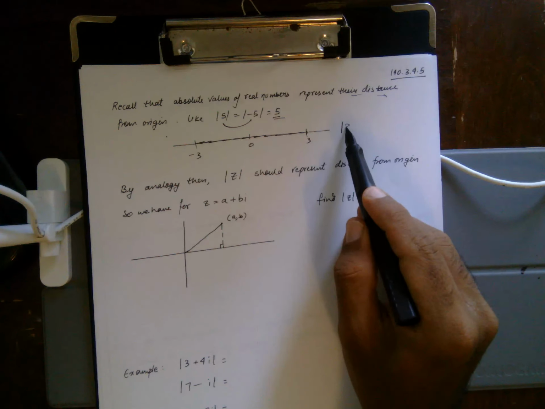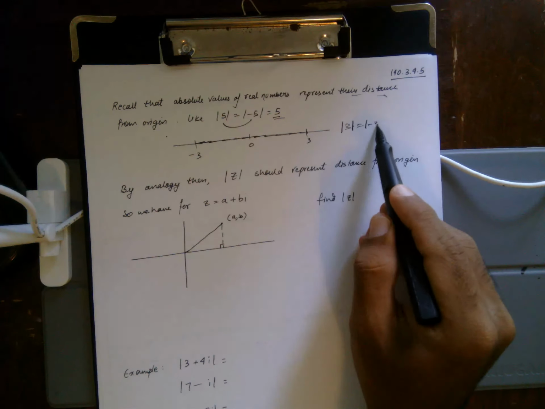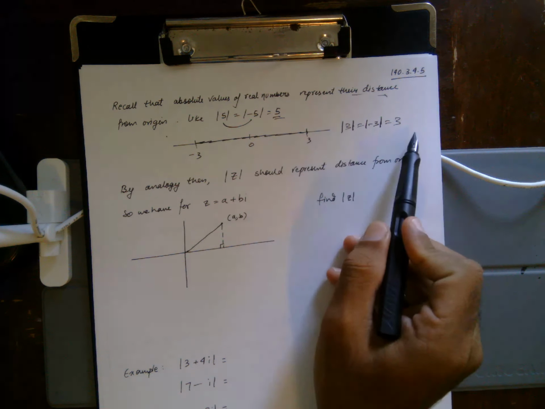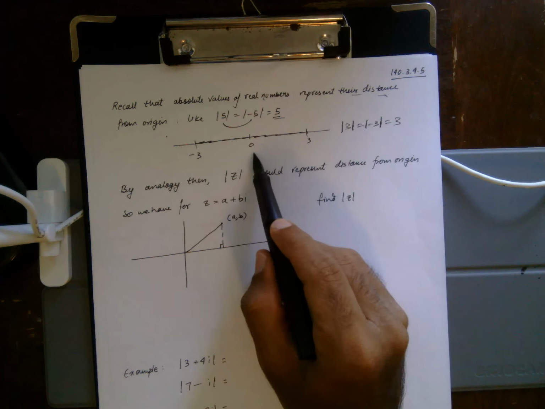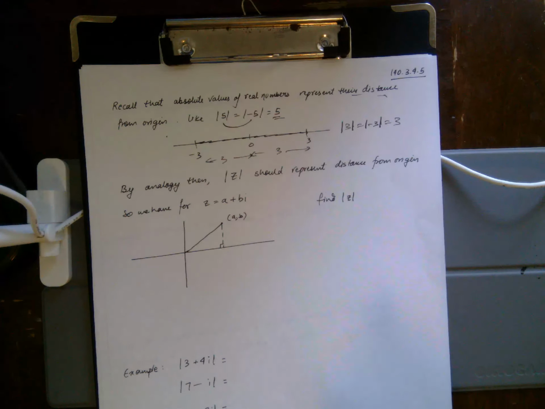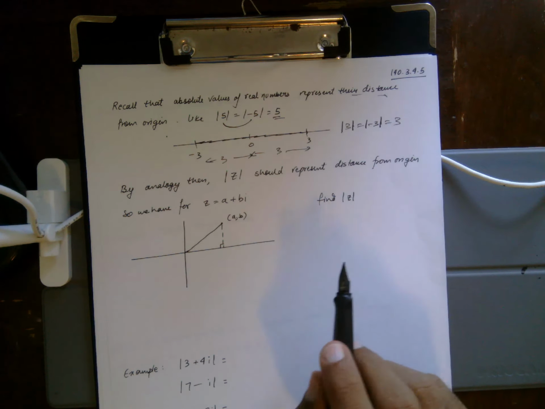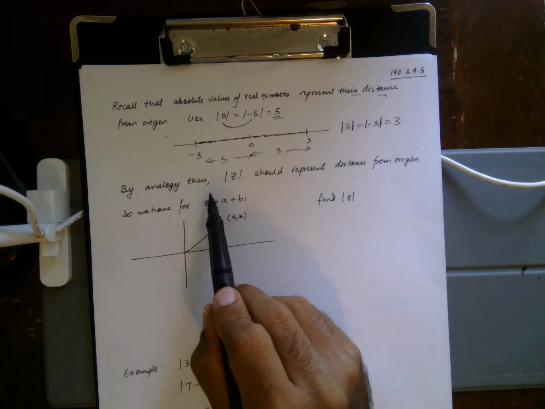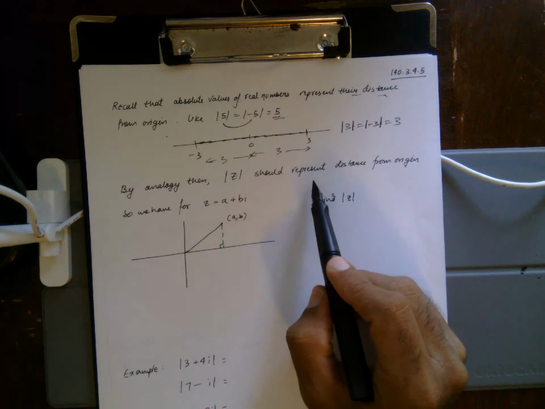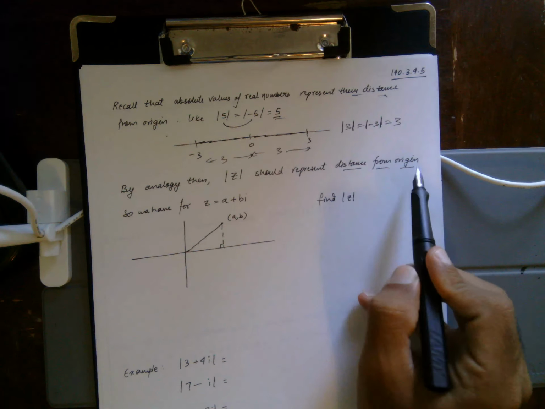Similarly, both numbers 3 and negative 3 have absolute value 3 because they are both at a distance of 3 from the origin. Distance always being positive. So by analogy, we should be able to define absolute value of a complex number. And what it should represent is the distance from the origin.